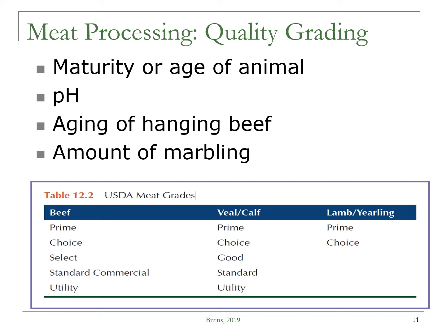Most often you will see the grading of select, choice, or prime with your beef. Select is what is most commonly found in grocery stores, whereas choice and prime will be available at the retail stores and at restaurants.